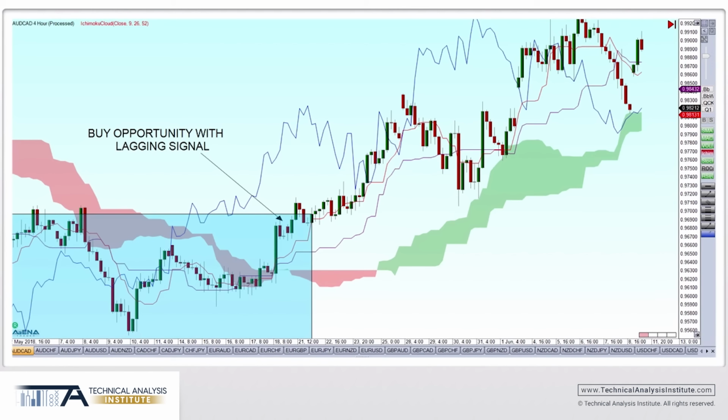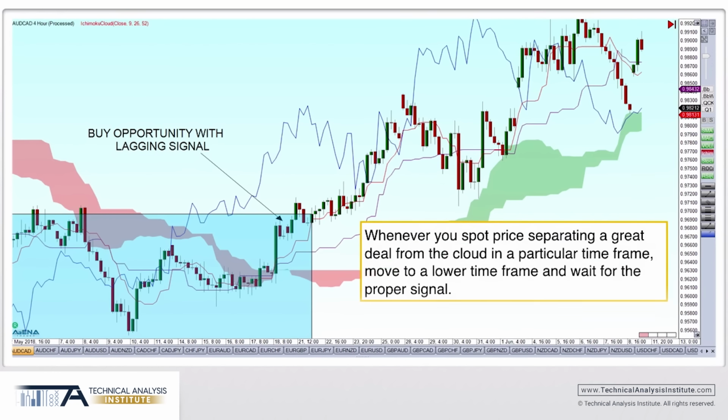The difference is that the buying opportunity in this time frame is completely legit because now the price is above the cloud. And taking the first lagging signal, we could still enter this trade at 0.9680, 70 pips plus cheaper than if we had taken the crossover counter signal in the daily chart. So the strategy here is simple. Whenever you spot price separating a great distance from the cloud in a particular time frame, move to a lower time frame and wait for the proper signal. That's the beauty of multiple time frame analysis with a sound system like the cloud offers.